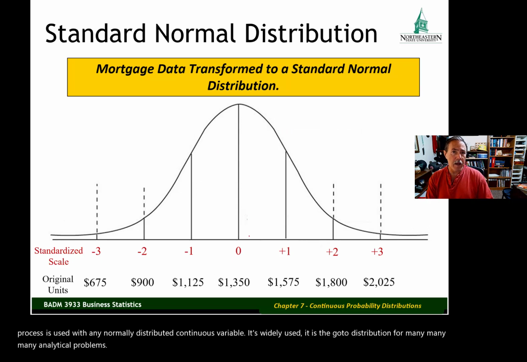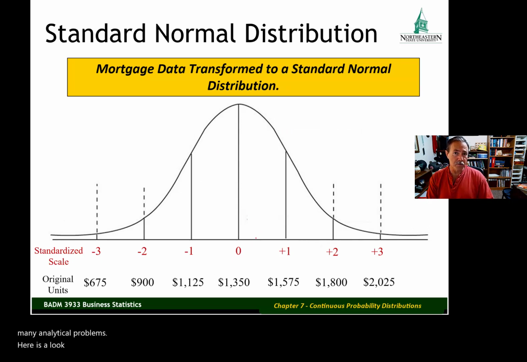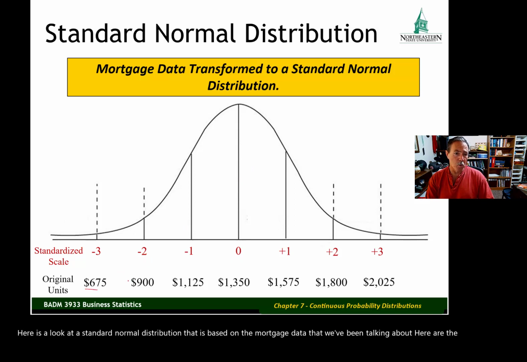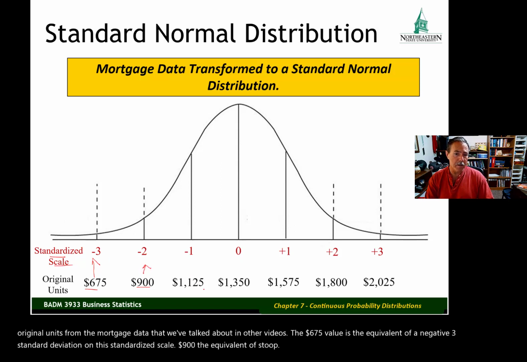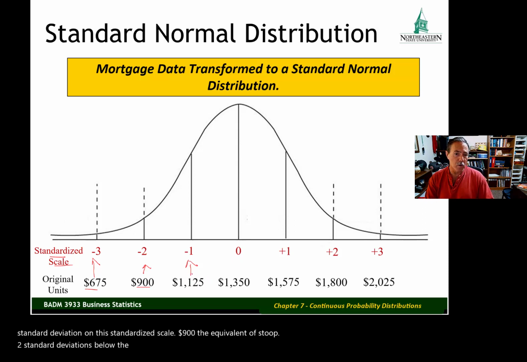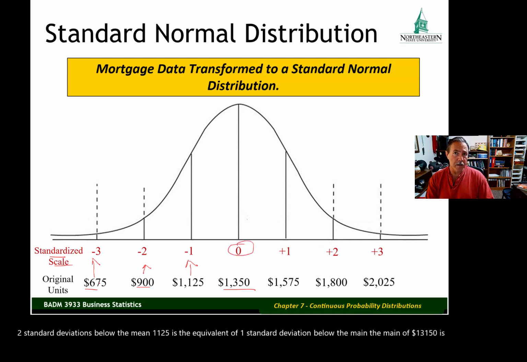Here is a look at a standard normal distribution that is based on the mortgage data that we've been talking about. Here are the original units from the mortgage data that we've talked about in other videos. The $675 value is the equivalent of a -3 standard deviation on this standardized scale. $900, the equivalent of 2 standard deviations below the mean. $1,125 is the equivalent of 1 standard deviation below the mean. The mean of $1,350 is 0 on the standardized scale.